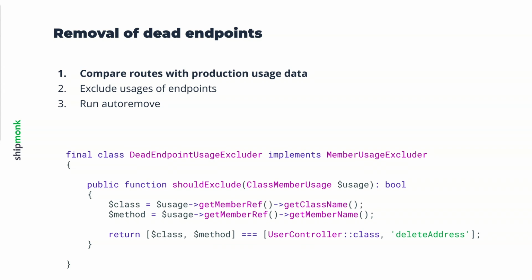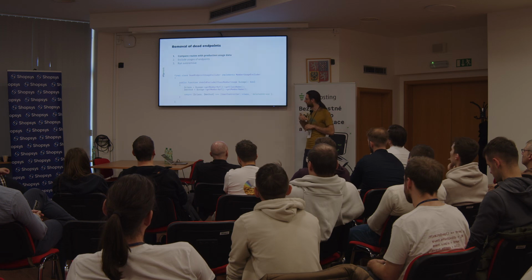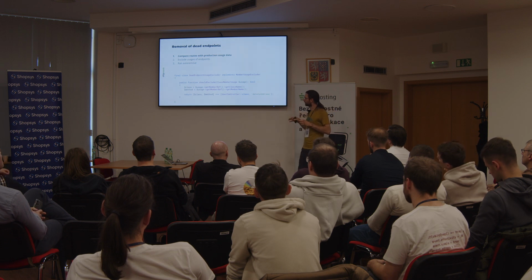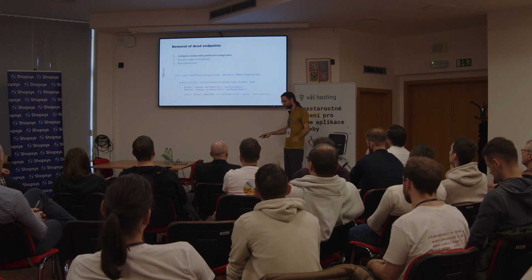So if you somehow combine production usage data from some of your observability, I don't know, we use Datadog, for example, and if you have those kind of data and you can compare it with those entry points, then you can delete like thousands of lines just by creating a single excluder that says, I know from my production data that this controller and this method is actually not used. And doing so, you will exclude the entry point, and all the subtree behind it will be deleted as well.